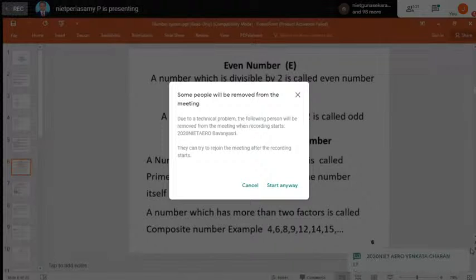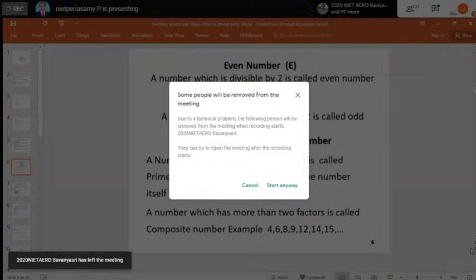A number which has exactly 2 divisors. What are the 2 divisors? The number 1 and the number itself are the divisors. Such numbers are called prime numbers. The examples for prime numbers are given: 2, 3, 5, 7, 11, 13, etc.